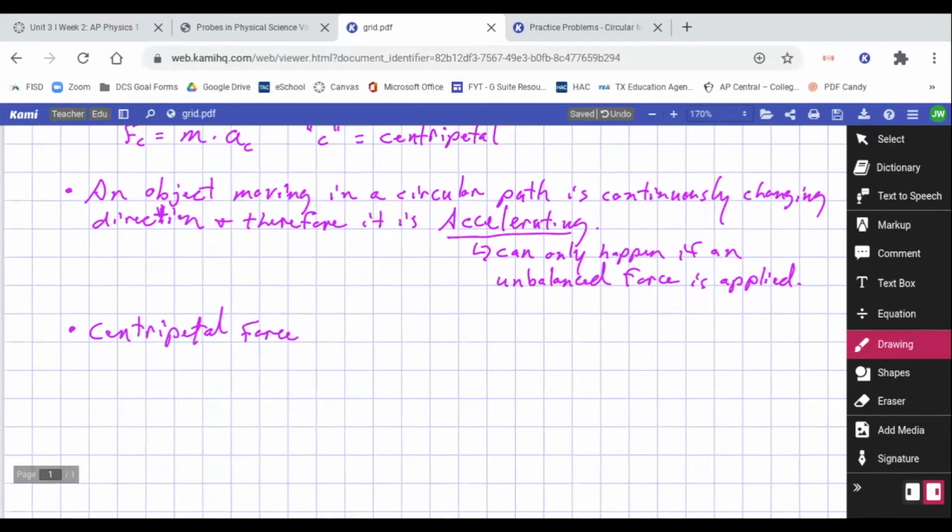I'll apologize again for my handwriting, but hopefully me talking through it helps you understand what it's trying to say. Here, I'm going to say centripetal force, it's center seeking. And then what does that mean?